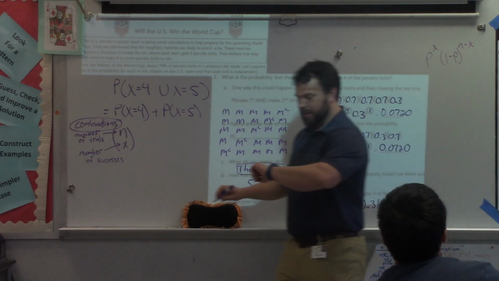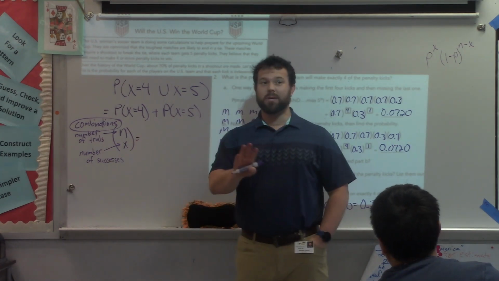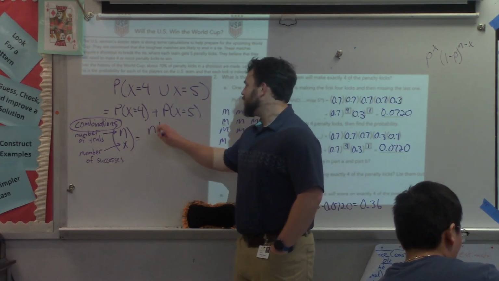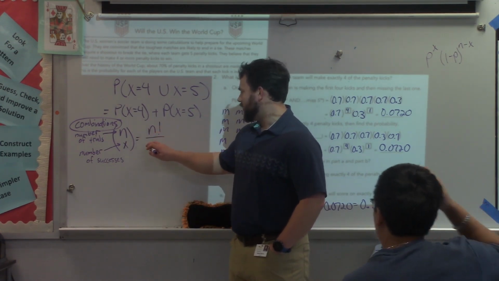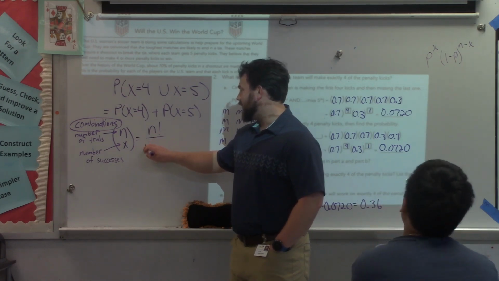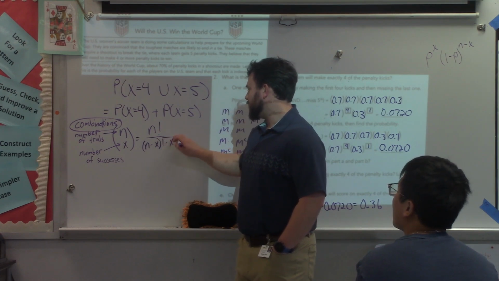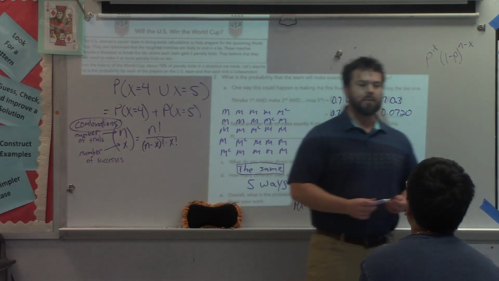Now, N choose X, this is a formula, and guess what? You're never going to have to worry about this formula. That's the good news. There is a formula for this: N factorial divided by N minus X factorial times X factorial. And it's hideous.